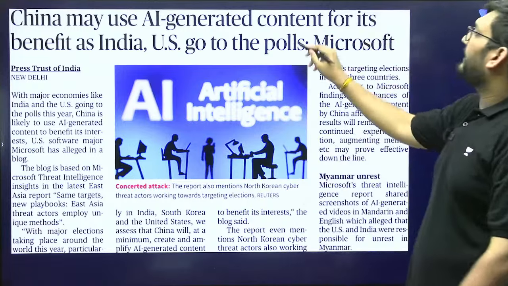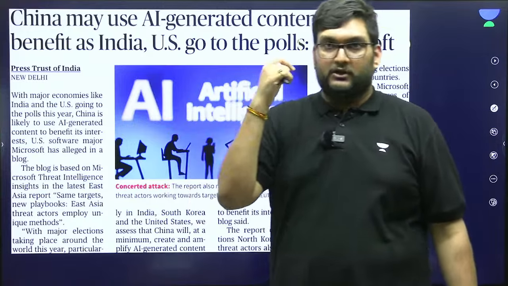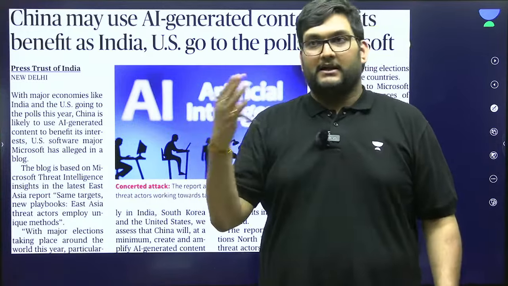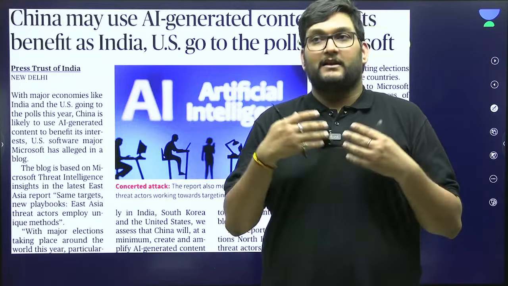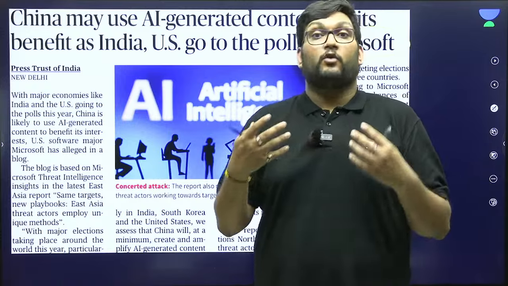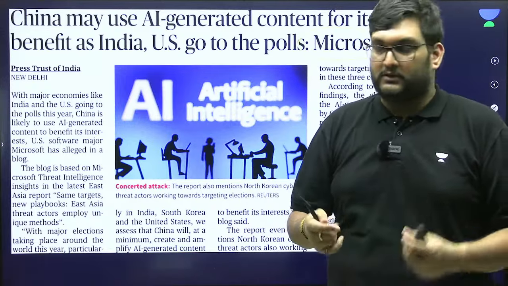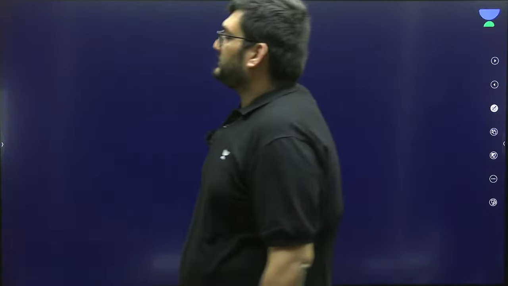This has come from Microsoft with regards to flagging off that the two biggest democracies, one the oldest, one the biggest, India and America, going into elections may see Chinese, North Korean and Russian intervention when it comes to cybersecurity. So with this, what we can do is we can look at the mains questions and we can end the session.